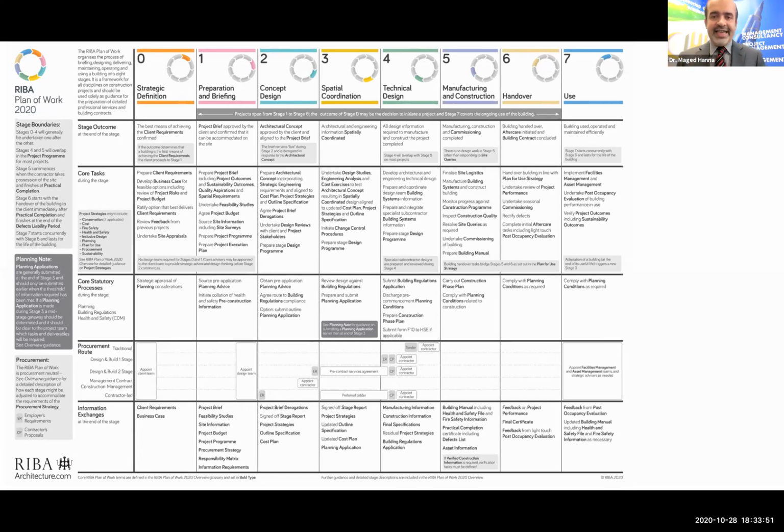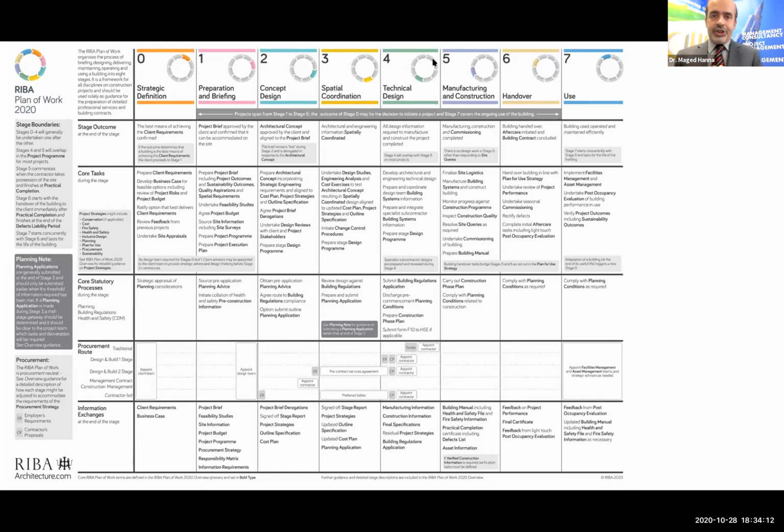Moving forward to stage 6. In stage 6, the handover happens. We call it the initial handover and issuing the DLP, defect liability period, certificate. It can be for 1 year, or it can be for 2 years, or as per the agreement between you and the client.